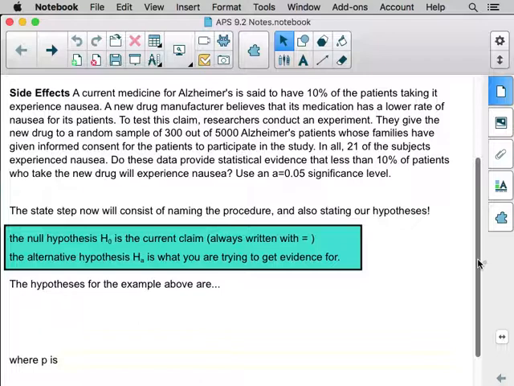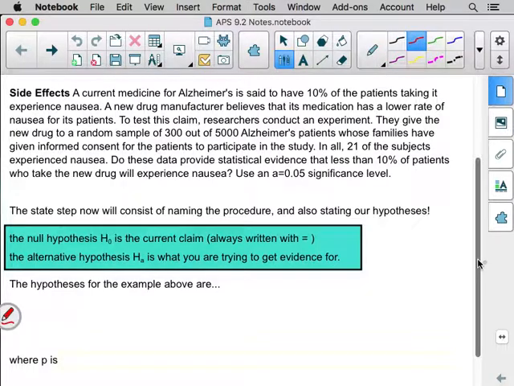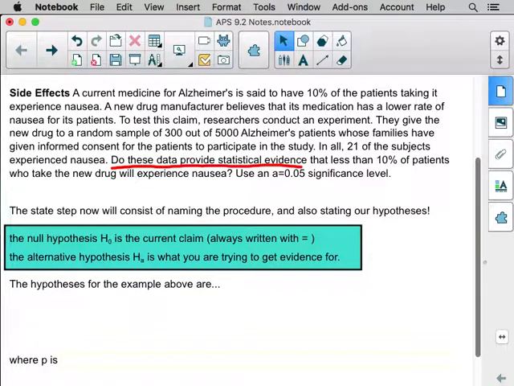Okay, so now this is kind of the new prompt. If you ever see, do these data provide statistical evidence? That's kind of the new prompt we're looking for to do the 4-step process, but in this fashion. Okay, so like before, it was construct and interpret a confidence interval. Now that's our key phrase. That tells us we're going to be doing this process. All right. So the first thing we're going to do, just like we did last time, what was our state step last time? What did it involve?